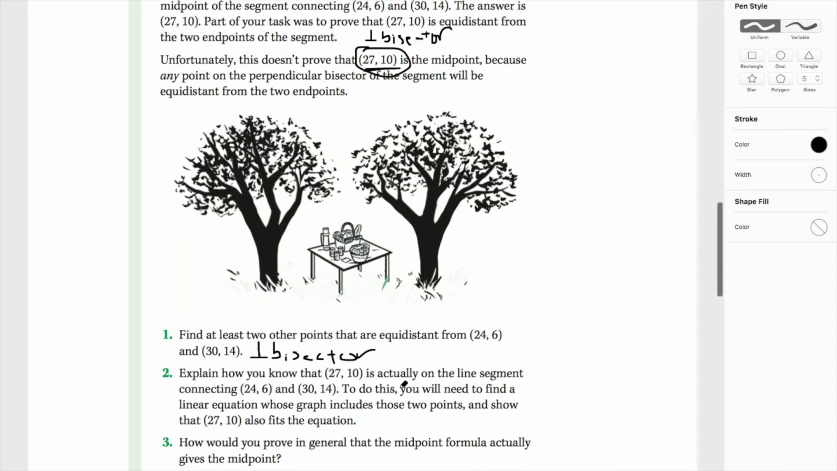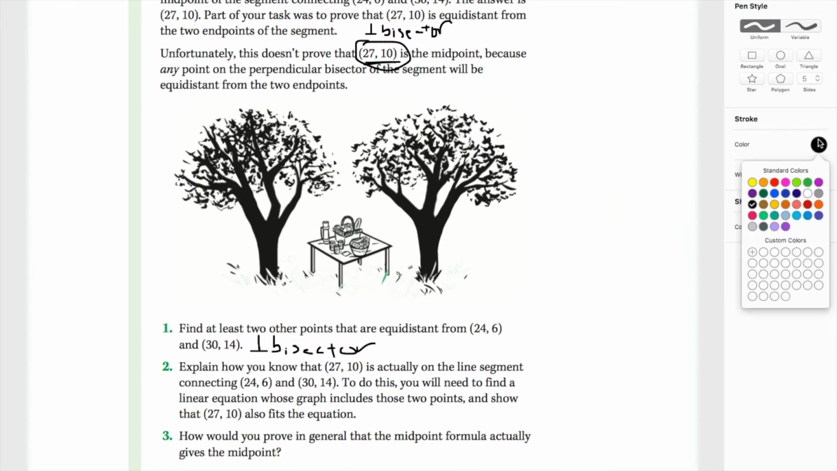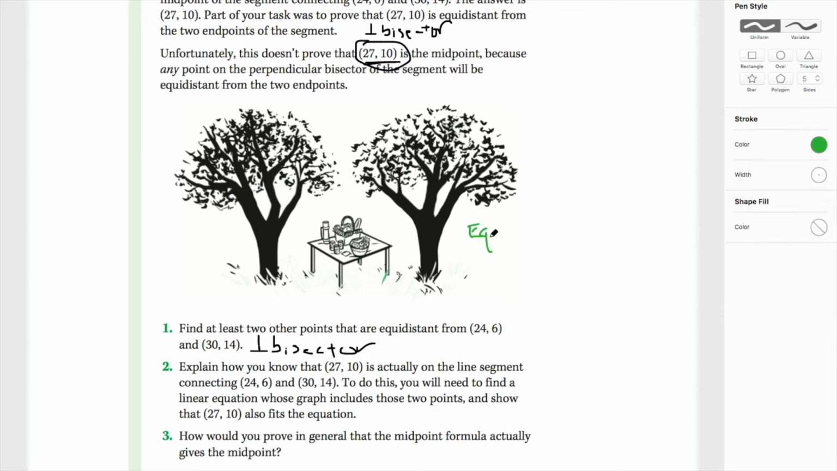So let's start with maybe actually coming up with the equation of the line through (24, 6) and (30, 14). We'll start there, then we'll come up with the equation of its perpendicular bisector. We have enough information from that. Okay, kind of messy there.